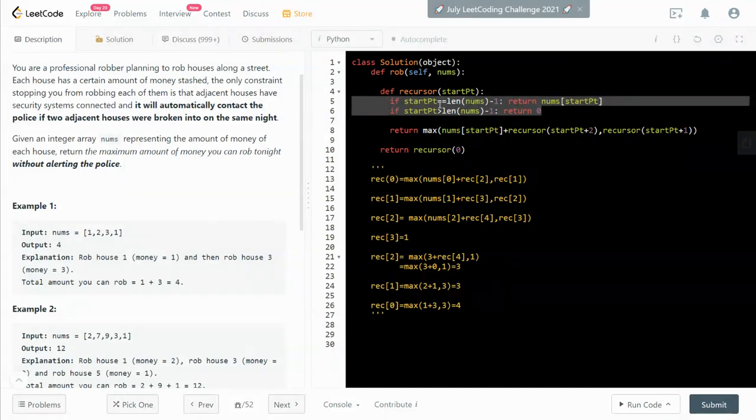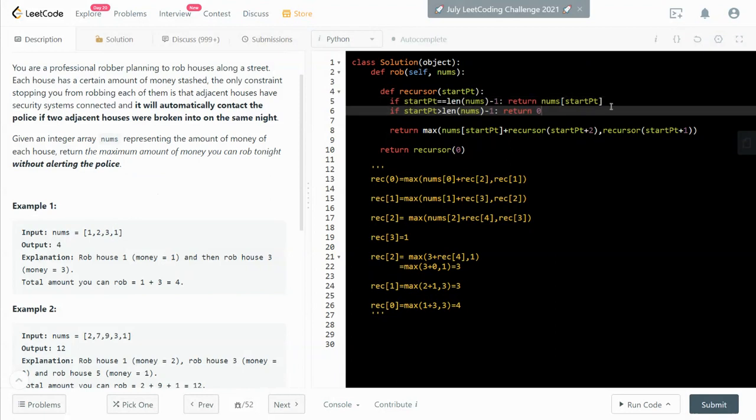So there are two termination cases. First, if we are starting at the last house, and ending also at the last house, the amount of money will be just that last house. That's the trivial case. And then if we are standing beyond this list, ending past the last house, that means we cannot return anything. That's why we return 0. So there are two edge cases where we can terminate this recursion function.